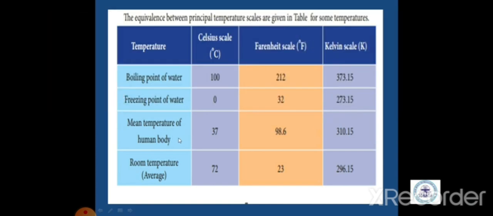Mean temperature of human body: 37 degrees C, 98.6 Fahrenheit, 310.15 Kelvin. And room temperature: 72 degrees Celsius, 23 Fahrenheit, 296.15 Kelvin.